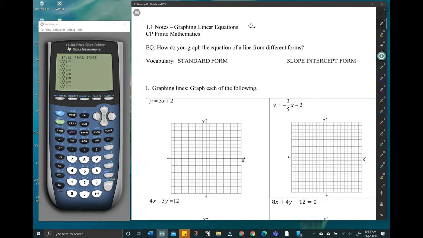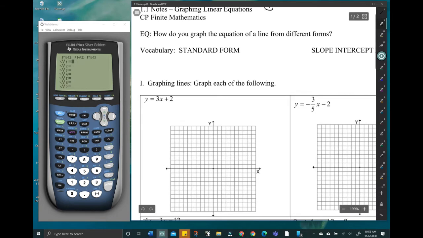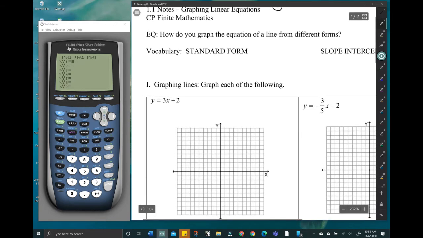Today's lesson, we are going to be learning how to graph the equation of a line from different forms. Hopefully most of this stuff is still review for you. But anyway, we will refresh your knowledge if it's not, which is perfectly fine.